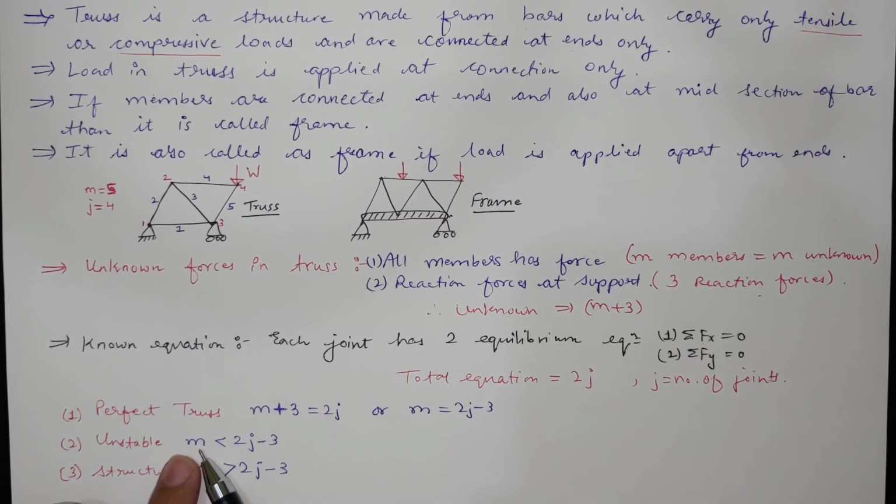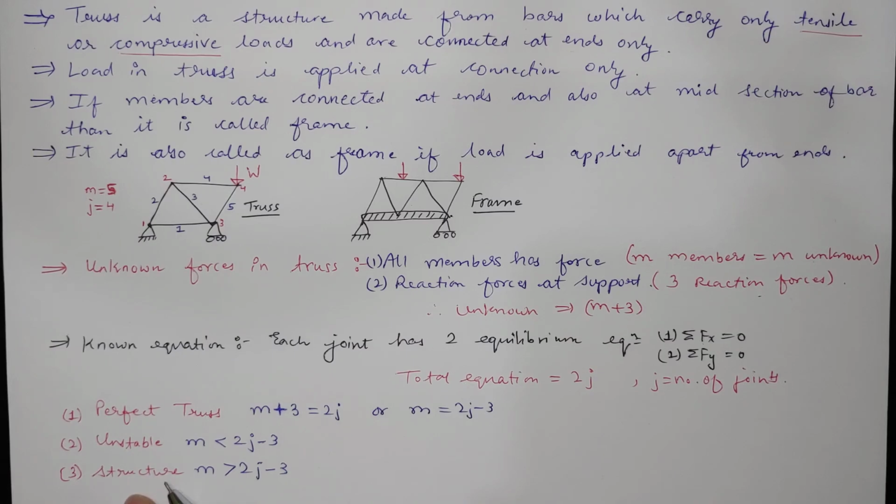And if the number of members is less than 2j minus 3, then it is unstable, because a smaller number of members cannot support the structure. So it is called an unstable structure, or a collapsible structure. It is not properly balanced and it is unstable, because the number of members is less.